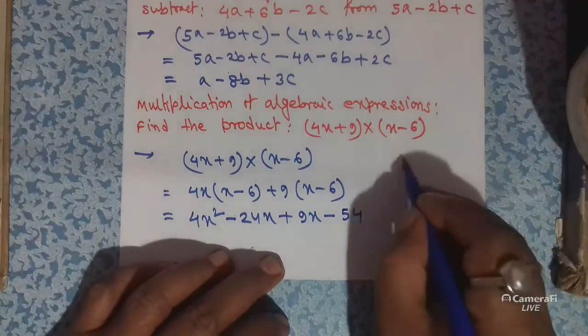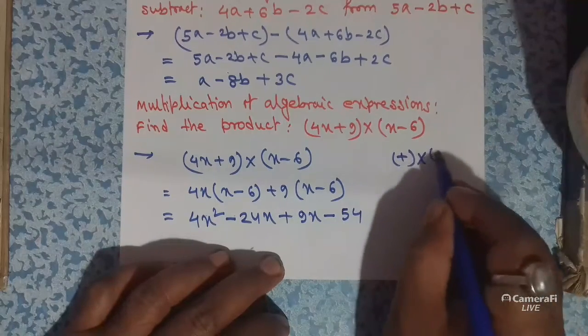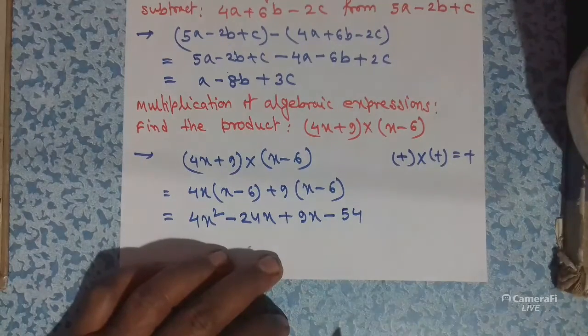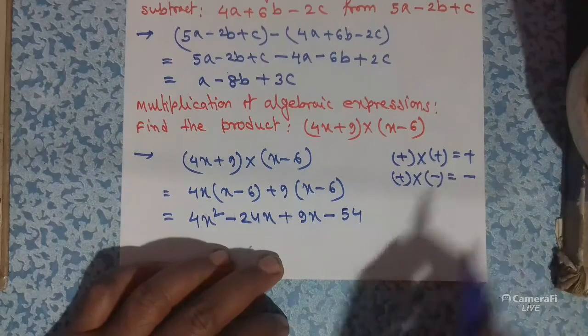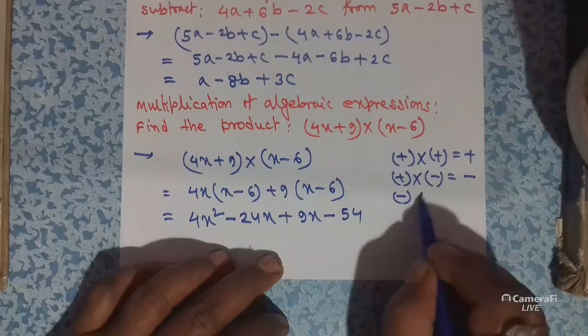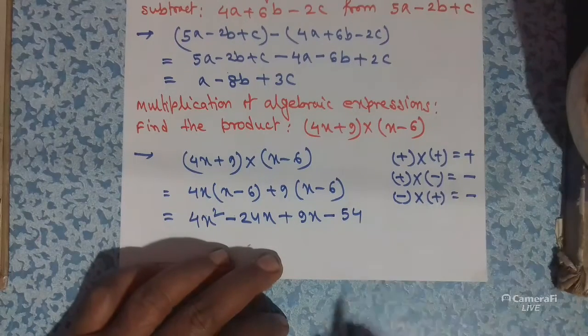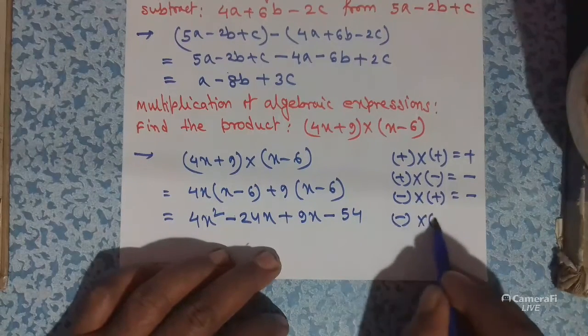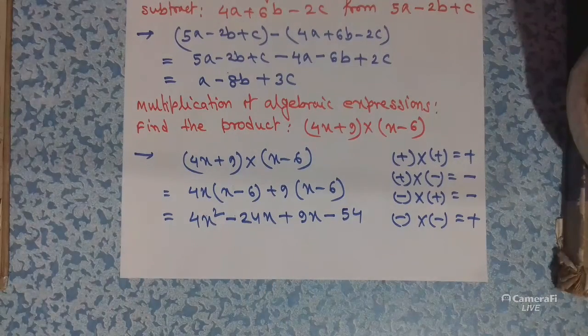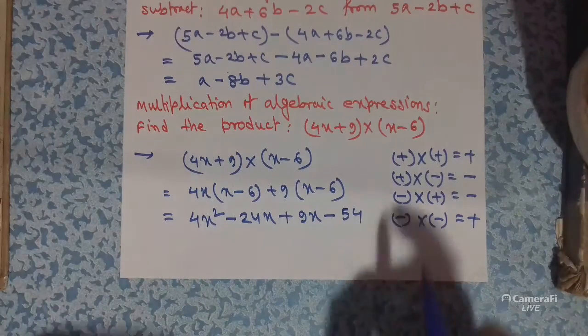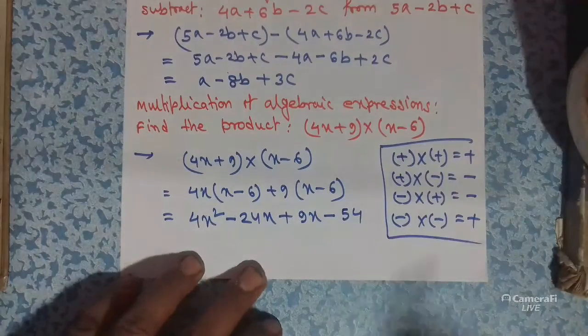So students, always remember that plus multiply plus is equals to plus, plus multiply minus is equals to minus, minus multiply plus is also minus, and minus multiply minus is plus. So when we multiply the same sign it will be plus, and when we multiply the opposite sign then it will be minus. So students, always remember this one.